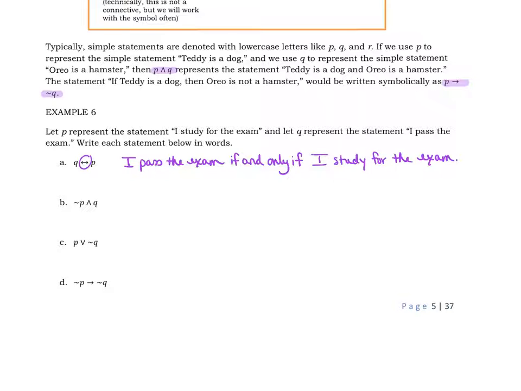Okay, so now we have the symbol for not P. So this is saying I don't study for the exam, okay? I do not study for the exam. I'm going to put this in past tense because that would be kind of weird. So I didn't study for the exam.